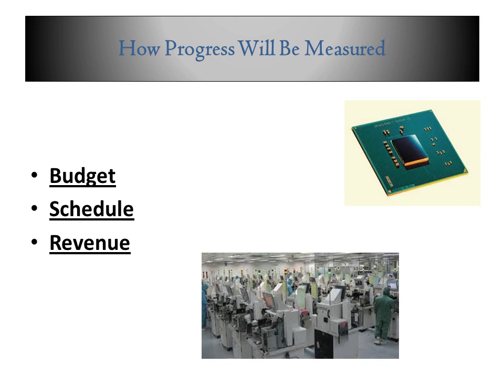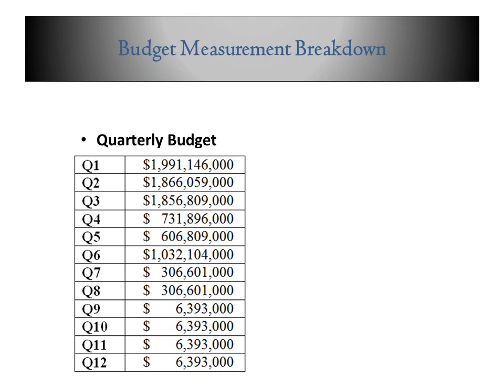During this project, progress will be measured from 3 strict standpoints: budget, schedule, and revenue, which we will discuss further now. As this is a phase project rollout, which will be tracked quarterly, quarters 1 through 12, budget will also be broken down and tracked quarterly as well.